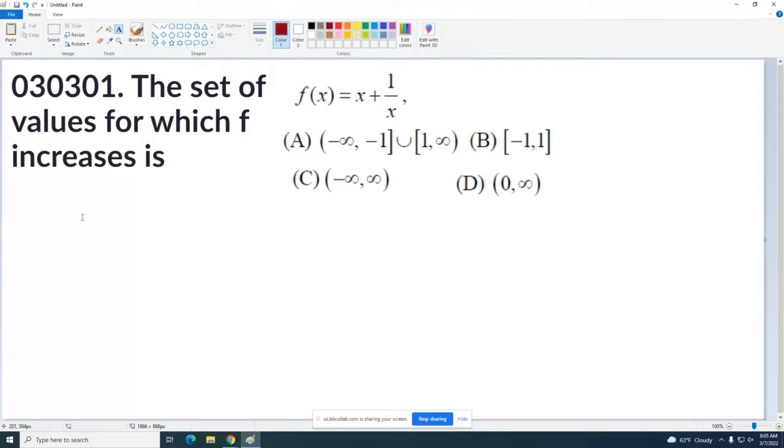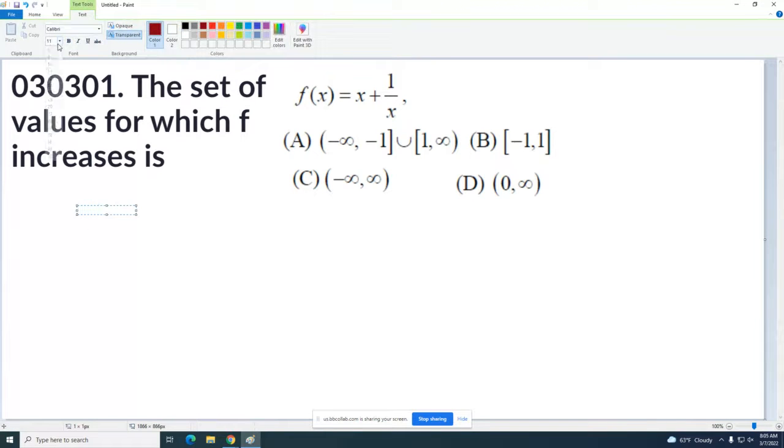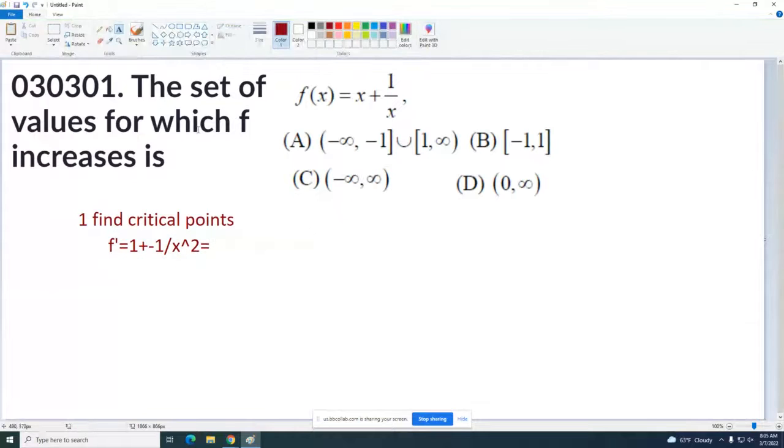So we said we'll find the first derivative, find critical points. So find the derivative: 1 plus negative 1 over x squared. Doesn't look very good writing it this way. 1 minus 1 over x squared.